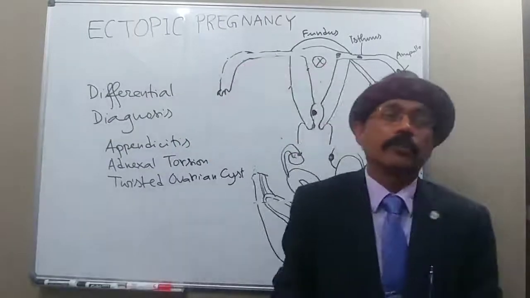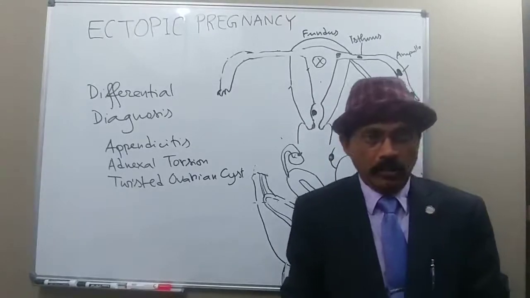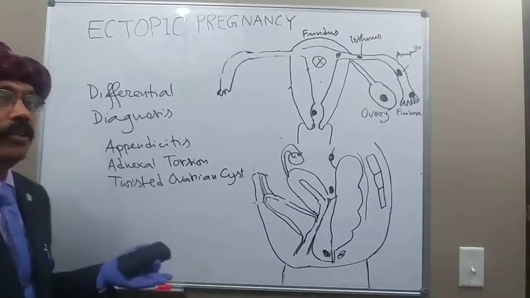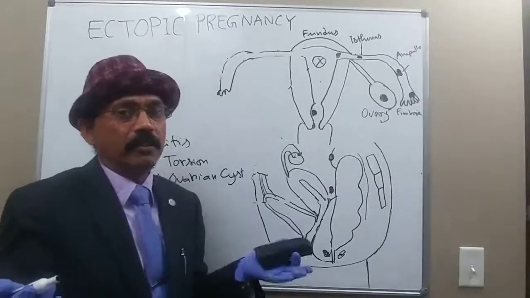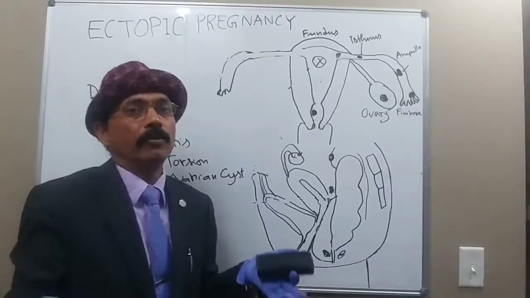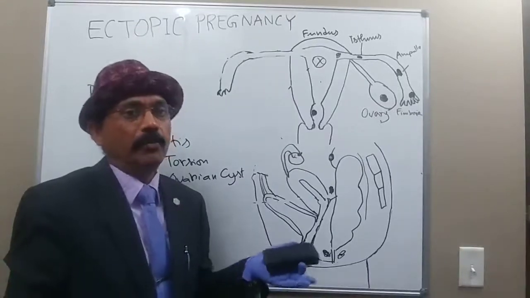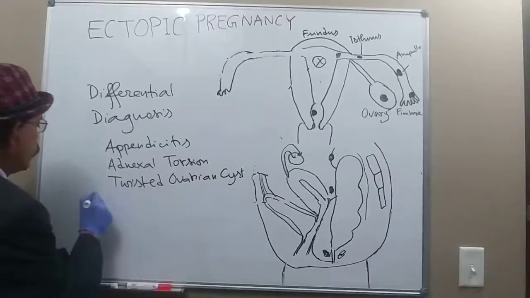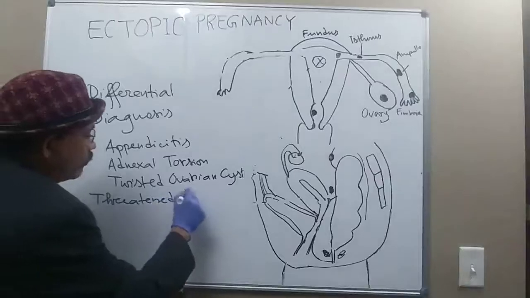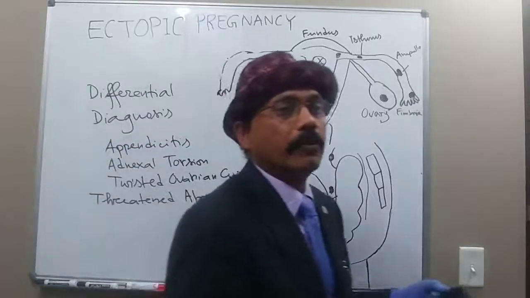So adnexal torsion, appendicitis. Even it may be a manifestation of spontaneous threatened abortion. We may confuse because there is vaginal bleeding. Any vaginal bleeding in a young lady who has had no menstruation for 1 or 2 months, our first suspicion is that she is pregnant. It may be a case of threatened abortion. That is one of the differential diagnoses.